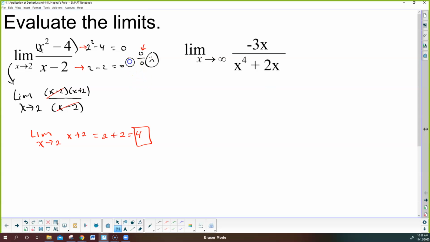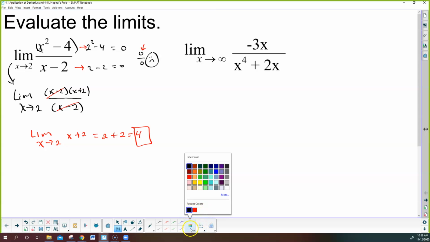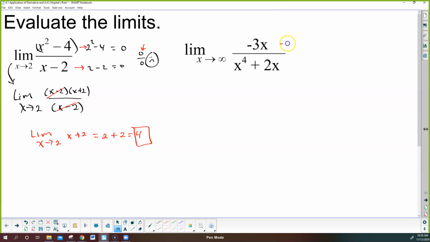So you have to be very, very careful with your equal signs today, and it'll all make sense as we learn the new material. Well, now, what about this part? If I put infinity up top, -3 times infinity is just going to give me negative infinity. And then if I do the same with the bottom, I get infinity to the 4th power plus infinity times 2. Well, all of that is just going to give me positive infinity. And now I get a negative infinity over positive infinity.